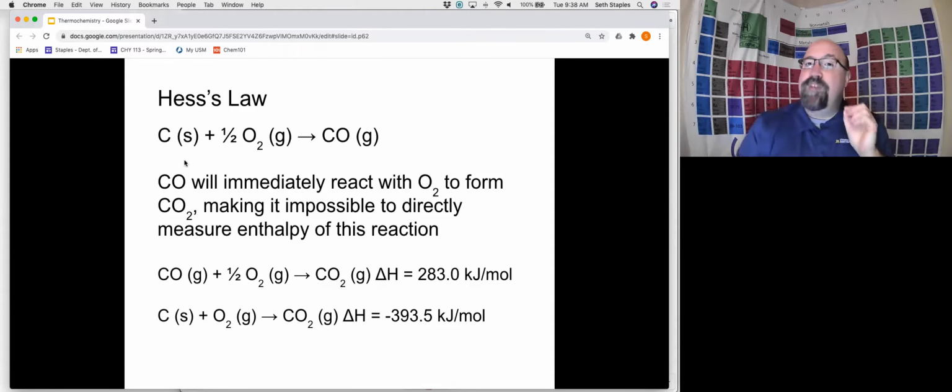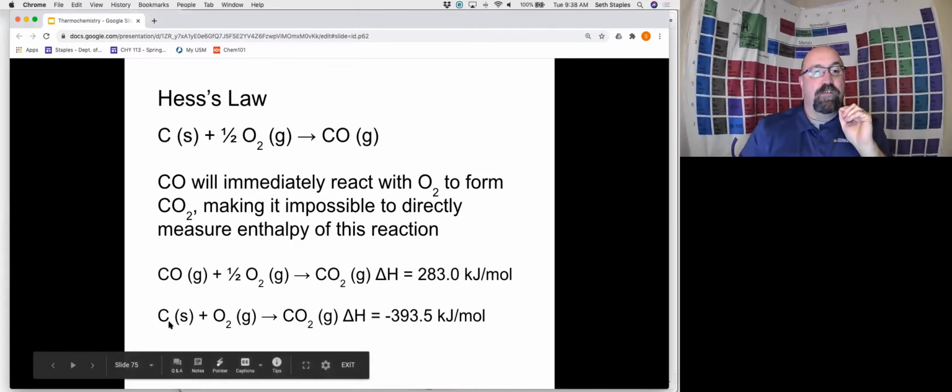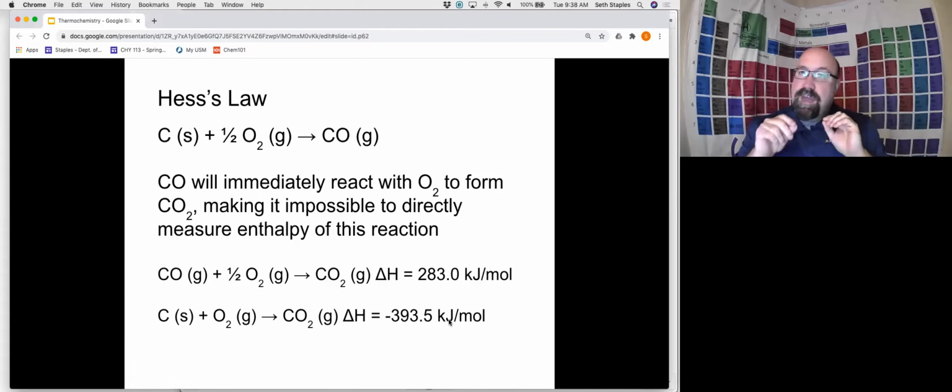We do have a couple of similar reactions, however, that we do know the enthalpy for. We know the enthalpy for the reaction that happens after this one, for CO plus half O2 to form CO2. So the reaction that occurs after CO is formed, we know the enthalpy for that. We also know the enthalpy for directly forming carbon dioxide from carbon and oxygen. So carbon plus O2 gives us CO2, and we know the enthalpy of that reaction. So we know 2 related enthalpies, but we don't know the enthalpy of the reaction that we're looking for.